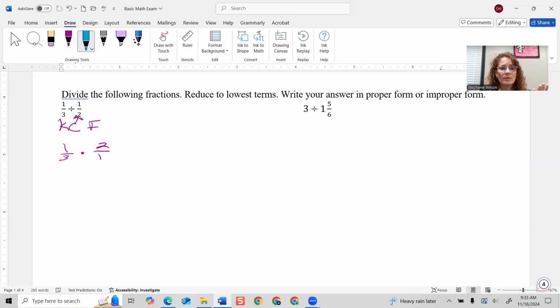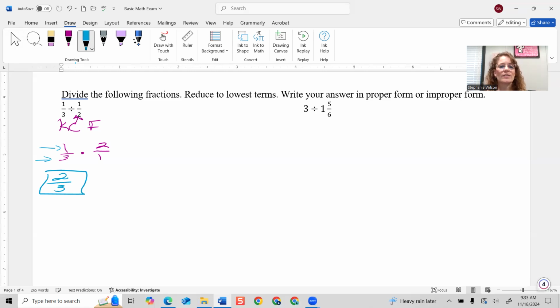So we always ask ourselves, is there a number on top that will reduce with the number on bottom? No, because 2's prime and 3's prime. So I'm going to say 1 times 2 is 2, 3 times 1 is 3, and that's my final answer.